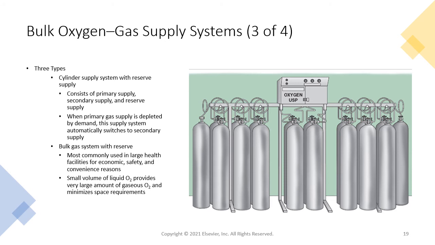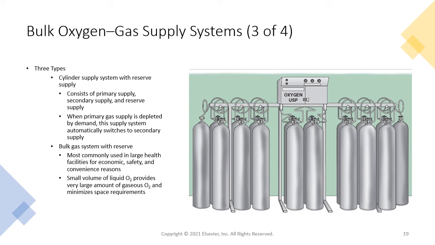Cylinder supply system with reserve supply. This consists of primary supply, secondary supply, and reserve supply. When the primary gas supply is depleted by demand, this supply system automatically switches to the secondary supply.